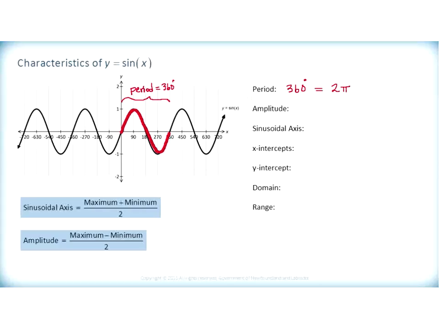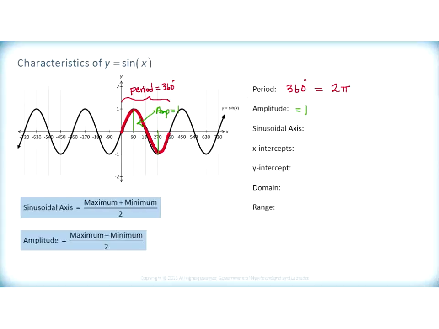The amplitude of the function is the distance between the sinusoidal axis and a maximum or a minimum point on the graph. In order to determine the amplitude of this graph, you have a couple of ways in which you can do it. The sinusoidal axis is a central line that passes through the graph. And the distance between that sinusoidal axis and the maximum or minimum point on the graph of your function gives you the amplitude. So in this case, the distance between 0 and 1 tells us that the amplitude is equal to 1.